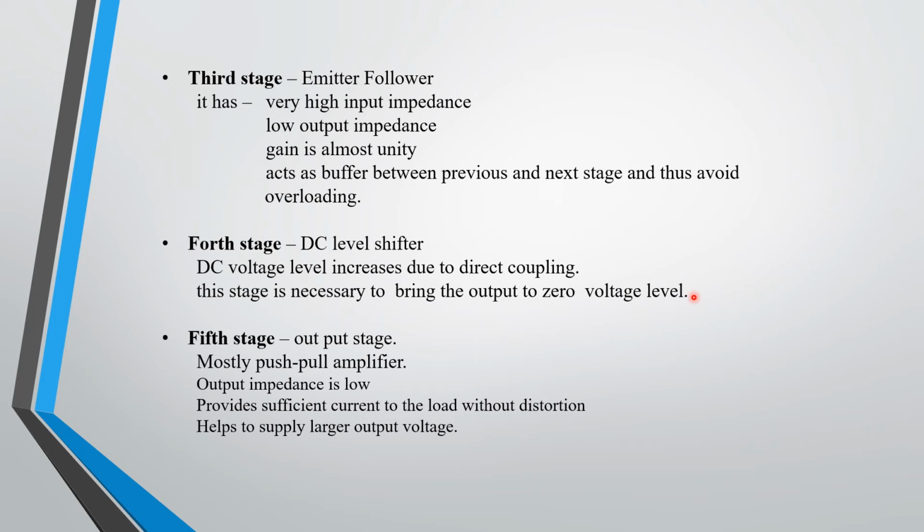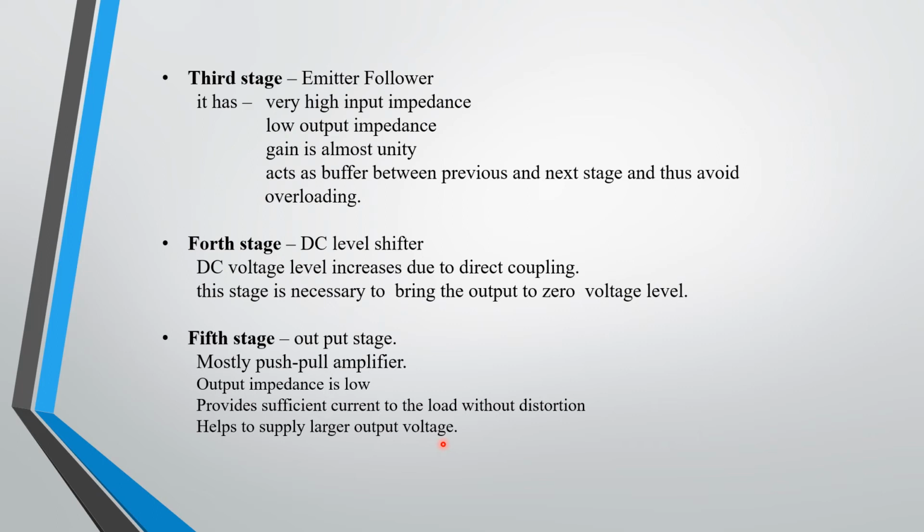The second differential amplifier, emitter follower and level shifter are called intermediate stages. The last stage, that is the fifth stage, is nothing but the output stage. This is mostly a push-pull power amplifier. Its output impedance is low and it provides sufficient current to the load without distortion. It helps to supply larger output voltage without distortion.